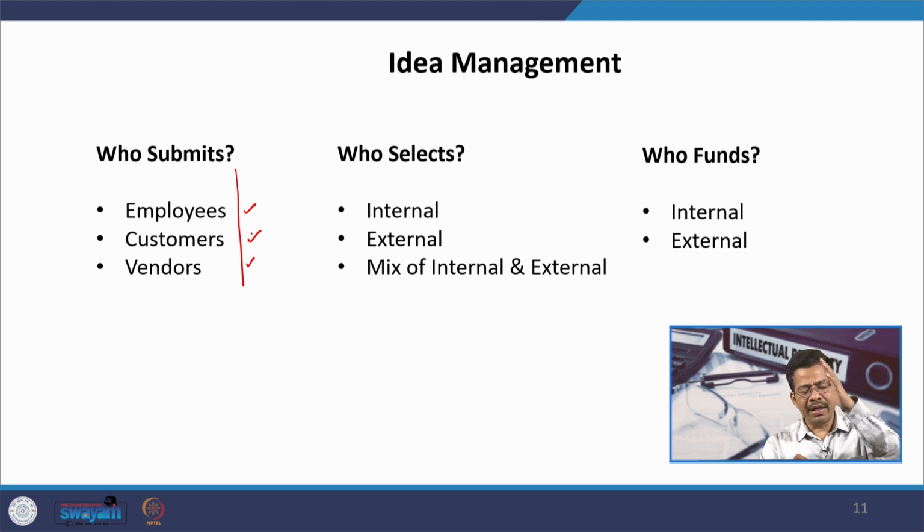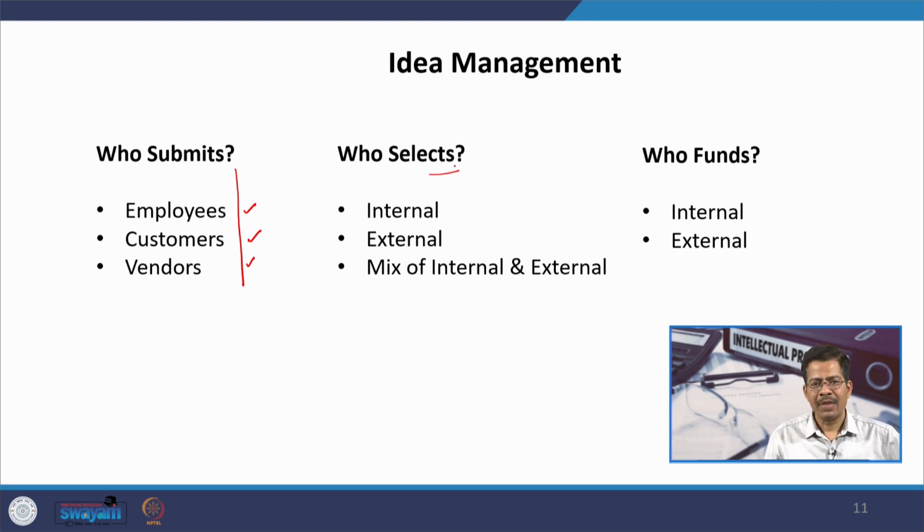So, you can create a template and you can see the performance of different groups over a period of time. Let us say if ideas are not coming from your employees, you need to see why employees are not coming forward, why they are not giving ideas. That is how data will help you in tracking the performance of various sources of your ideas.